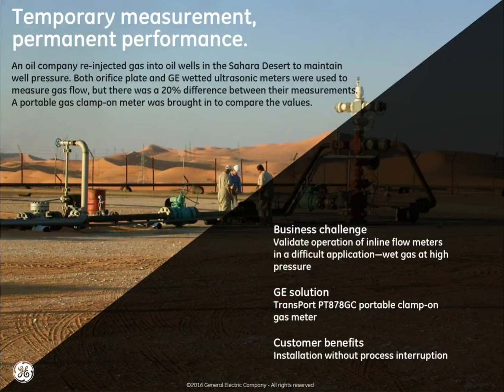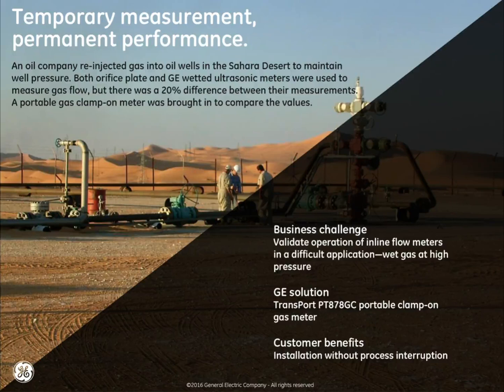The last example is with an oil company in operation in the extreme conditions of the Sahara Desert. The application was for gas injection into oil field wells to maintain a constant wellhead pressure for oil production. Unfortunately, the orifice plates and the permanently installed ultrasonic meters were measuring 20% off from each other. In this installation, orifice plates were used at each specific well to control the injected gas. The permanent wetted ultrasonic meters were used at the plant outlet due to existing problems with their original orifice plates and due to the high pressure and large size of the pipe.